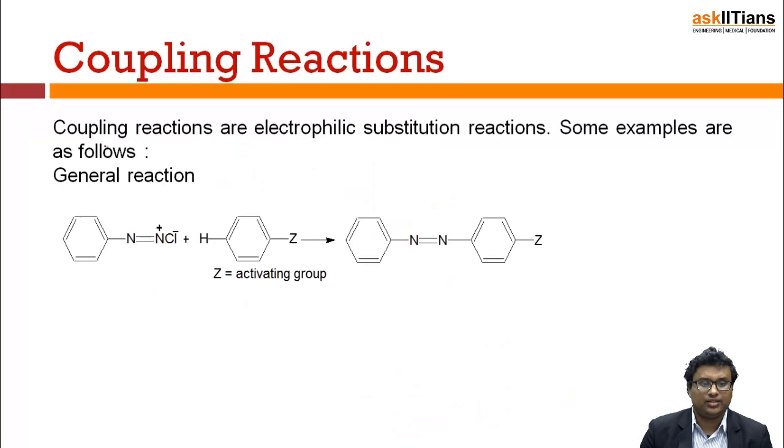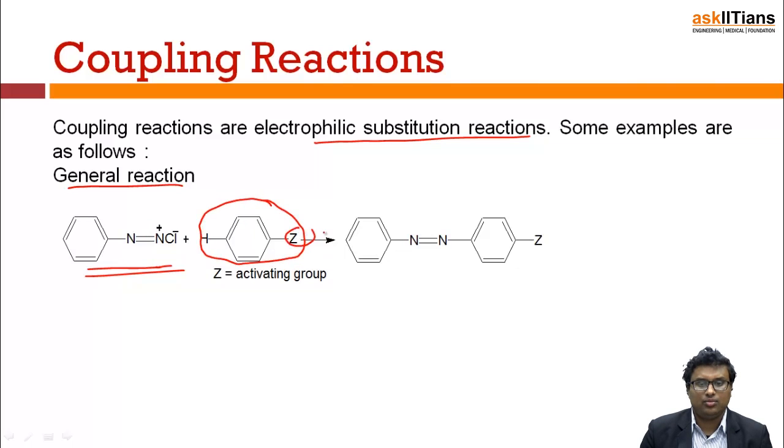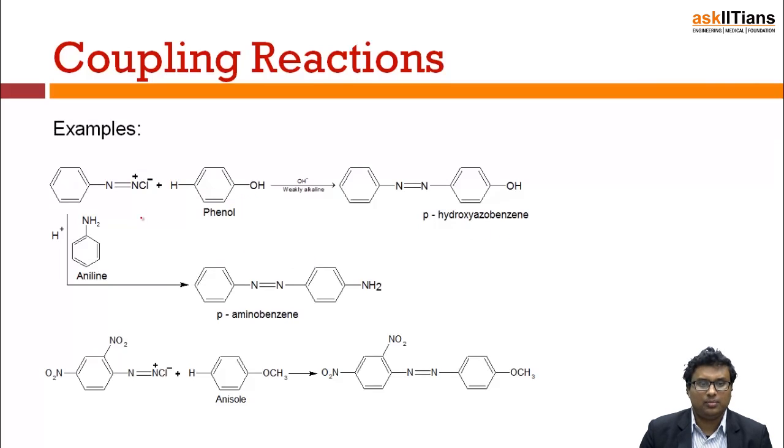So what is a coupling reaction? Coupling reactions are the electrophilic substitution reactions. So what is happening is that you have your diazonium salt. The diazonium salt in presence of any such group where Z is an activating group, you will get nitrogen and nitrogen at the center, and you have both rings with Z present here. This is a coupling reaction. Examples of the coupling reactions. So these are the following examples.